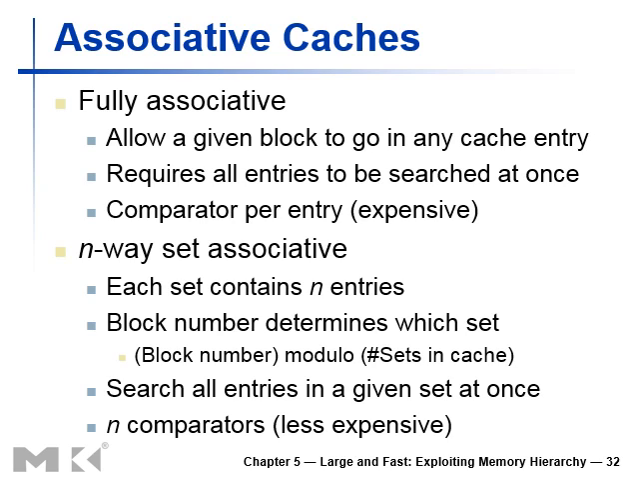So it allows a given block to go in any cache entry. It requires all entries to be searched at once, with a comparator per entry. So this is an expensive mechanism, as we require comparators to search each entry. But this gives us the liberty to save the block at any location in the cache, rather than restricting that this block can reside only at that location.